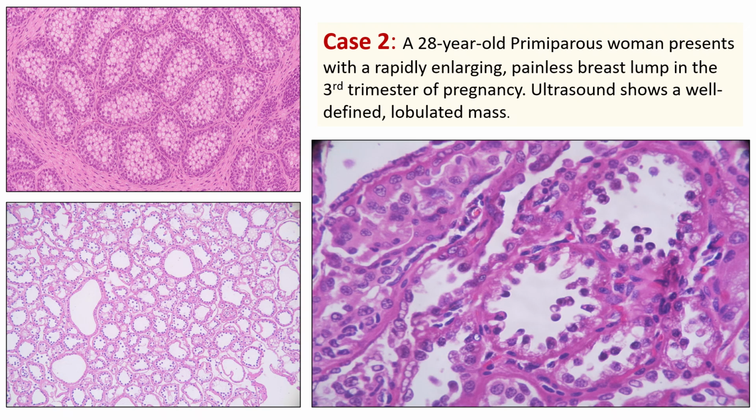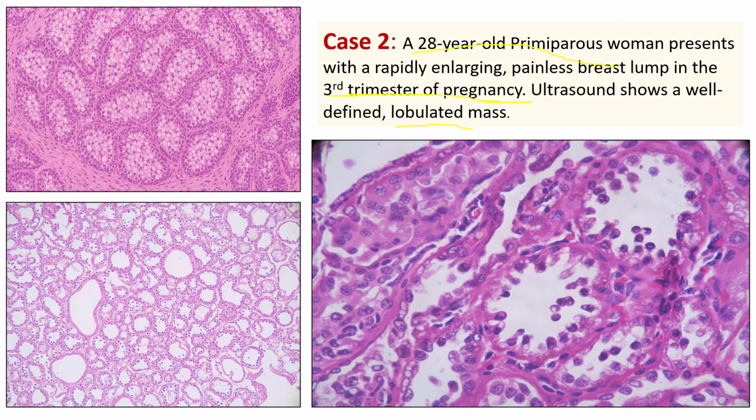The clue given is that it is a 28-year-old primiparous woman. Okay, so the age is 28 years, primiparous woman, and she is presenting with a mass in the 3rd trimester of pregnancy, and ultrasound shows a defined lobulated mass. So in the clinical condition itself there is a clue that it is associated with lactation. So it is a case of lactational adenoma.